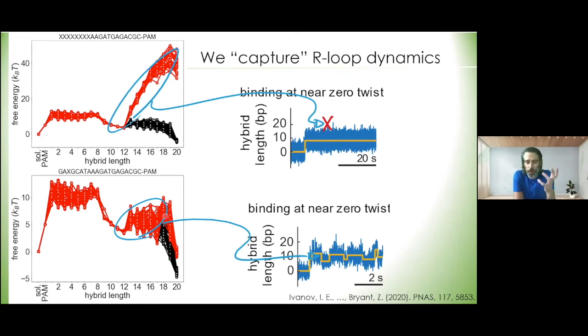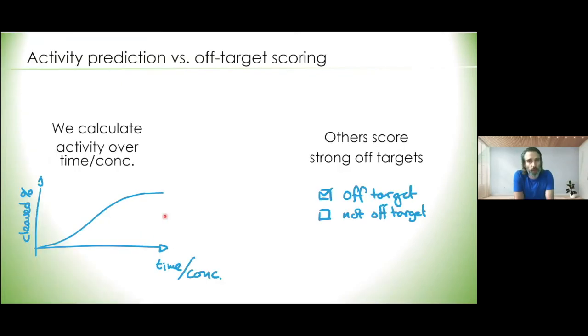But we wanted to compare it to something else, right? Something more quantitative. We wanted to compare it to the off-target predictors that are out there. But that raises a question. We actually calculate the activity over a whole genome as a function of time and concentration, so we get an analog signal here, whilst others score strong off targets. So this is more of a digital signal. So how do we compare our two results here, right?